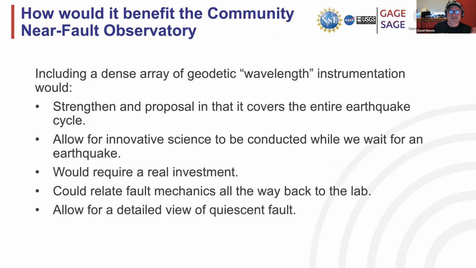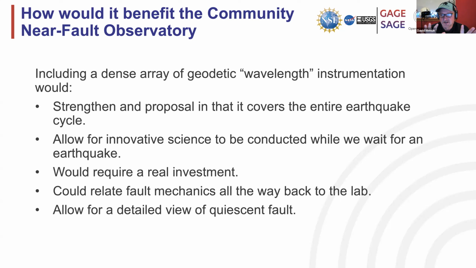And how would this benefit the Community Near Fault Observatory, or RUPSO, since I've been told the name has not been decided yet? If we include a dense array of geodetic wavelength instrumentation in these small patches, or even not all of them, just a few of them, we'll strengthen the proposal, like Roger pointed out, and we'll observe the quiescent patch of the fault in between. So we'll get a picture of the entire earthquake cell. And I think there's a lot of innovative science that would strengthen the proposal while we wait.